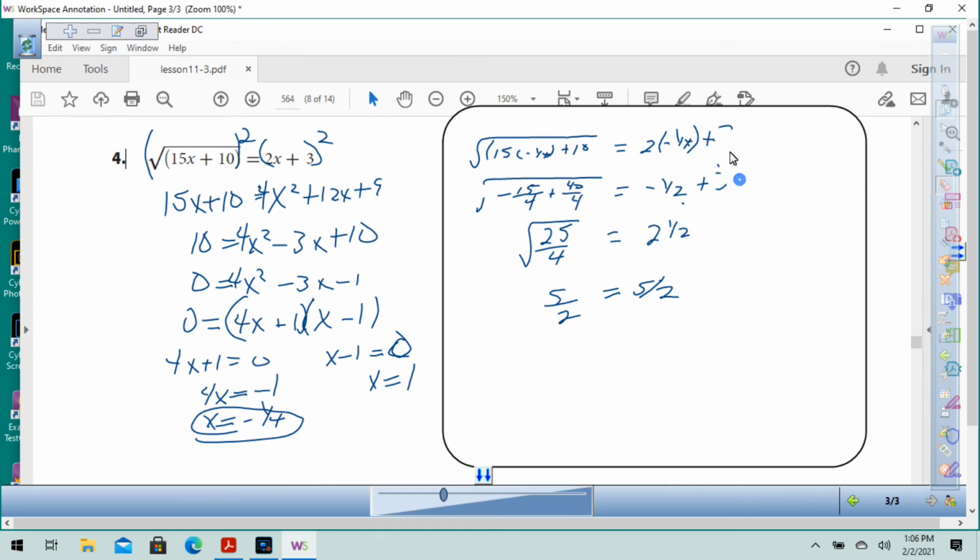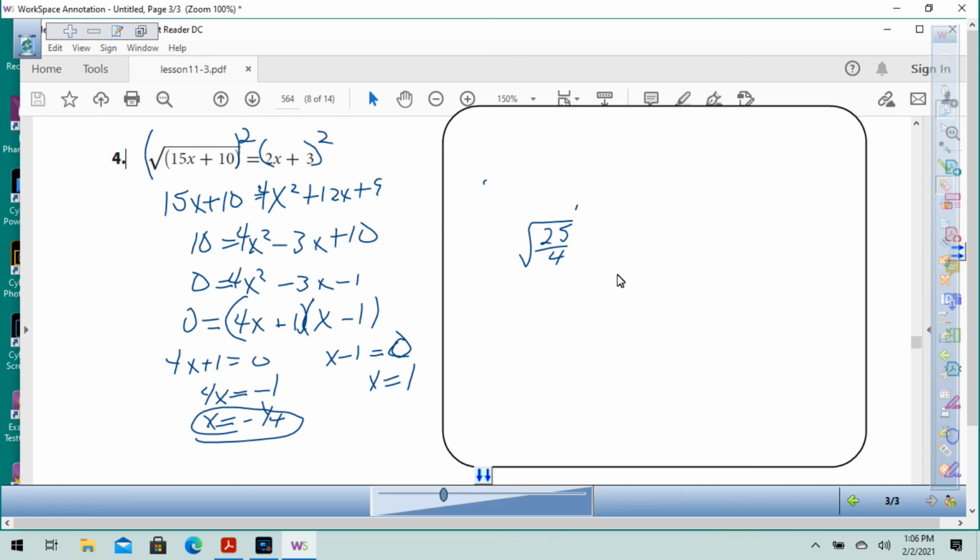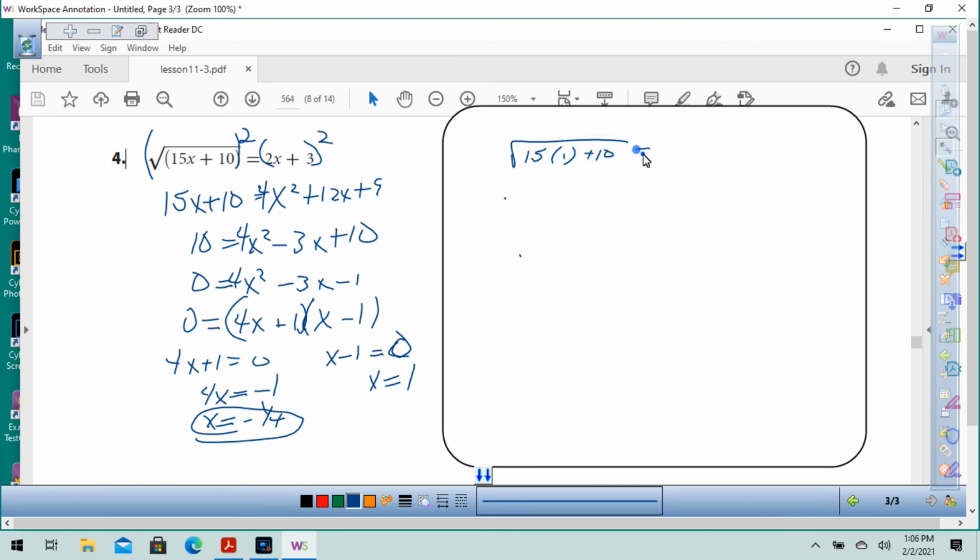Now let's try 1. 1's the other one, so we have the square root of 15 times 1 plus 10 equals 2 times 1 plus 3, and that's going to be 5 over here. That's the square root of 25, and the square root of 25 is indeed 5. So both of those work.